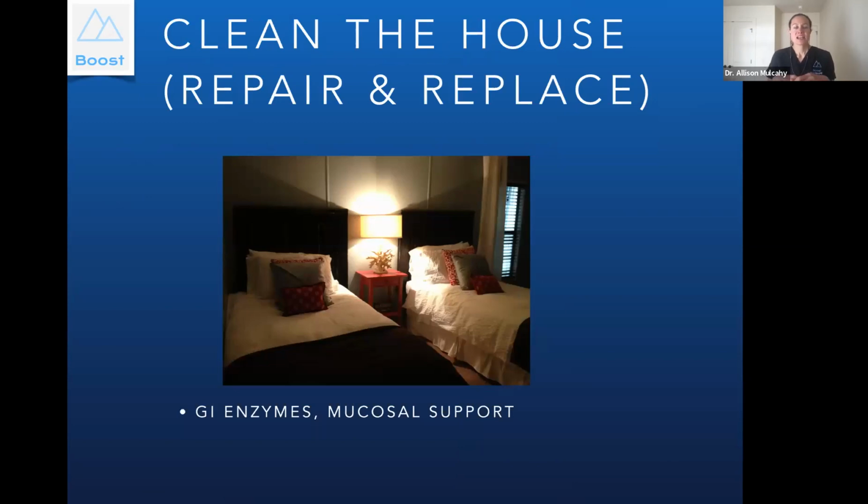Okay, and then the next thing we want to do is as we're getting the bad bacteria out, we want to make sure that we're making the environment optimal for the good bacteria to be in there. So that's where we do mucosal support and then also enzymes to help digest the food. We'll talk about that more in a minute, but if we have undigested food going through the system, that's going to encourage bad bacteria to stay there.